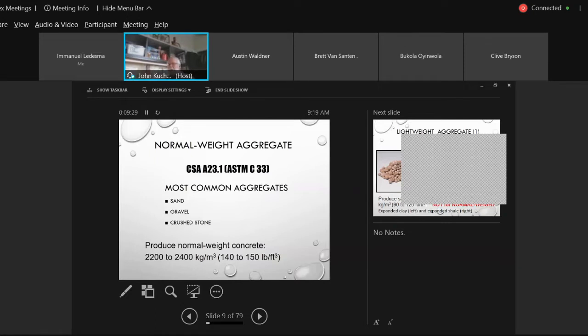And you can see that when you produce concrete, you're going to have a range roughly of 2,200 to 2,400 for density. The old Imperial is 140 to 150. Don't worry, you don't have to know what it is in Imperial. We're metric now. We all worked in Imperial, but that was many years ago. Okay.